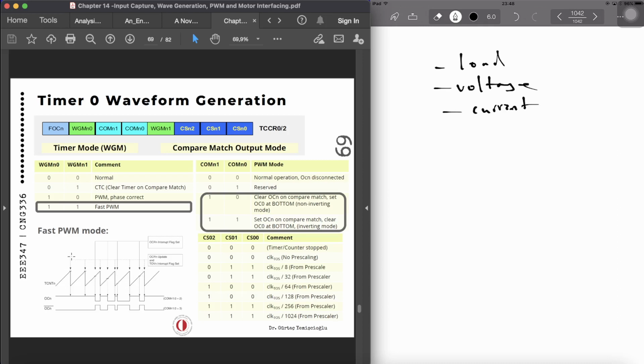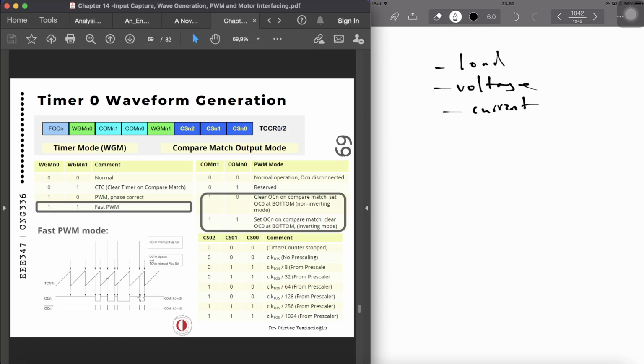Over here, OCRn is updated and the timer overflow flag is generated, but where OCRn is matching the values, it actually generates the waveform for us. This is how the fast PWM is working.